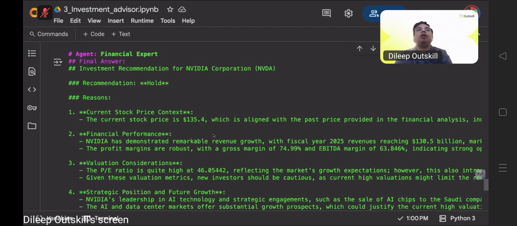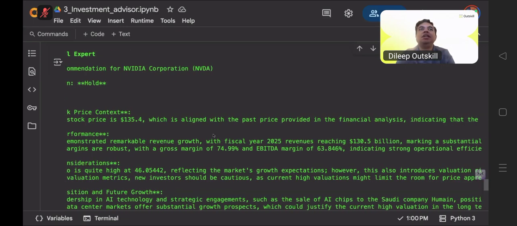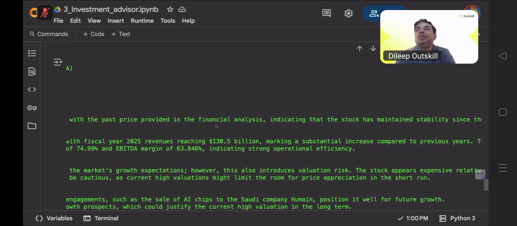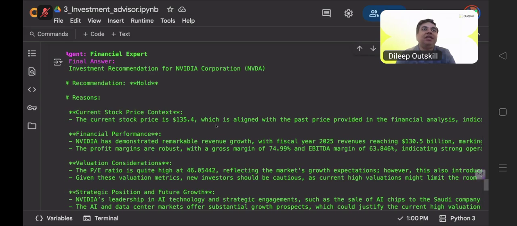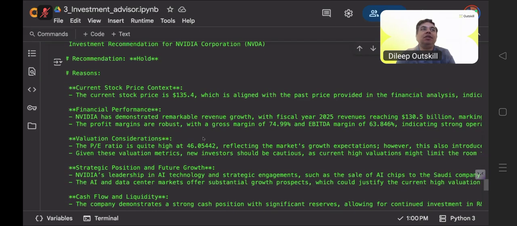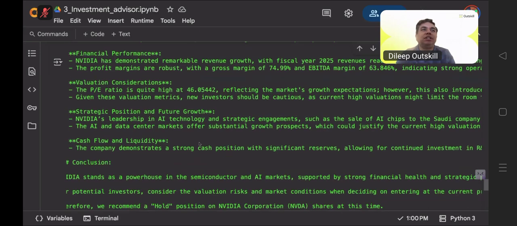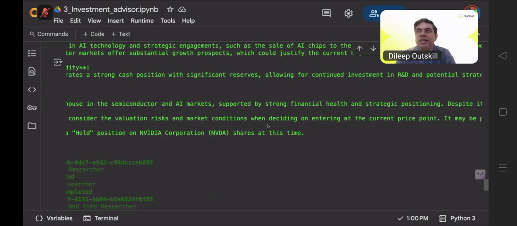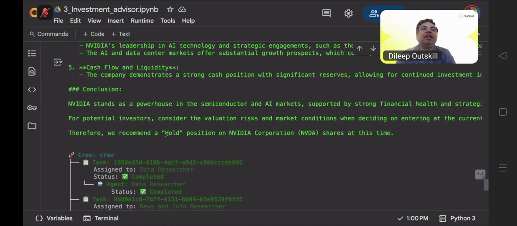The current stock price is $135.4, which is aligned with the past price provided in the financial analysis, meaning the stock has maintained stability. Financial performance: it has remarkable market growth. Profit margins are robust. Cash flow and liquidity: it is a strong cash position. For potential investors, consider the valuation risks and market conditions when deciding on entering, and therefore we recommend a hold position for NVIDIA shares at this particular point in time.